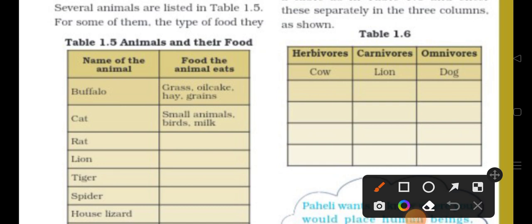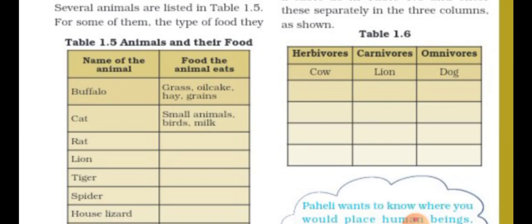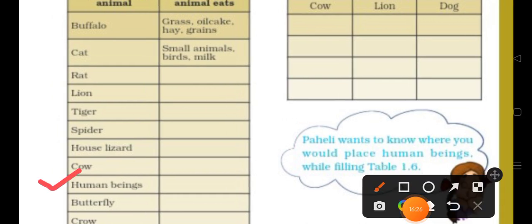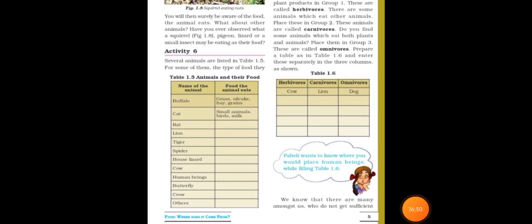So see, in herbivores you will write buffalo. In carnivores, lion is given, so you will write tiger. Clear? And in omnivores you can write human beings. The others you do by yourself. If you have any confusion, then you can ask me.